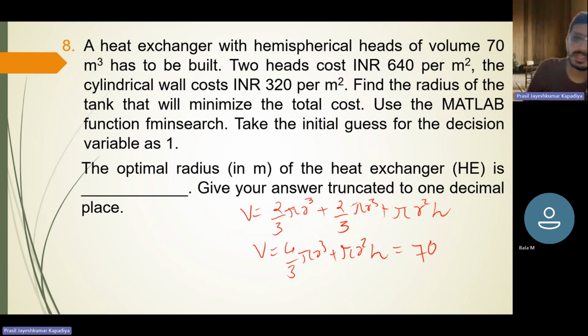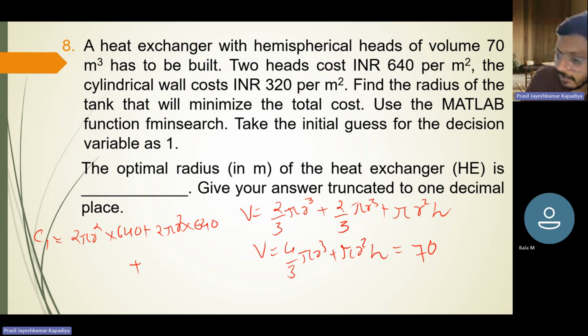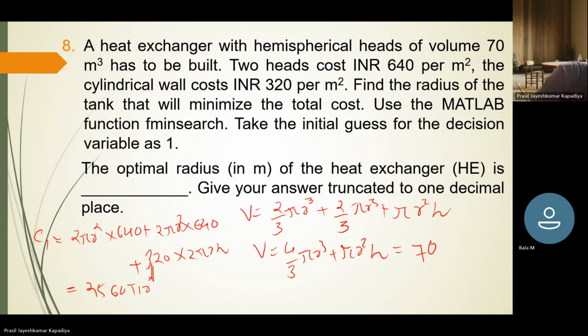My next equation is the cost equation. My cost C1 is equal to 640 per meter square, so for two heads the area is 2 pi r square into 640 plus 2 pi r square into 640, plus 320 into 2 pi r h, the area of the cylinder. This term appears two times, so my answer is 2560 pi r square plus 640 pi r h.